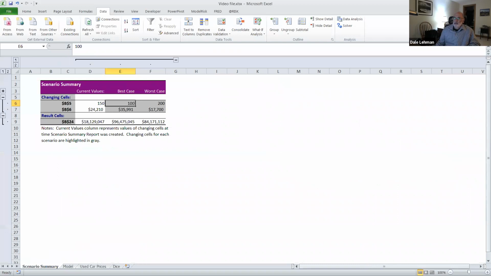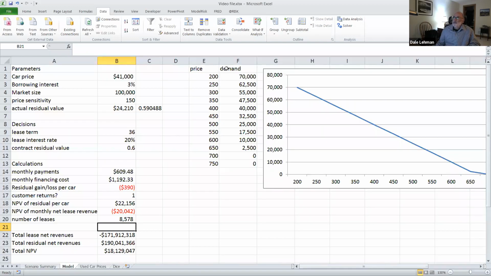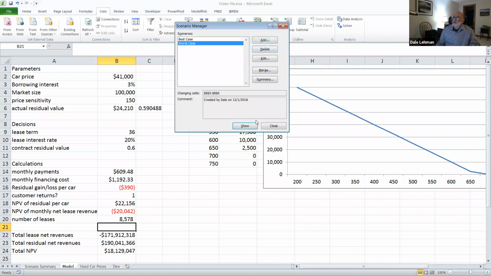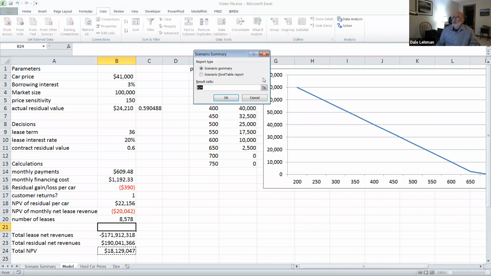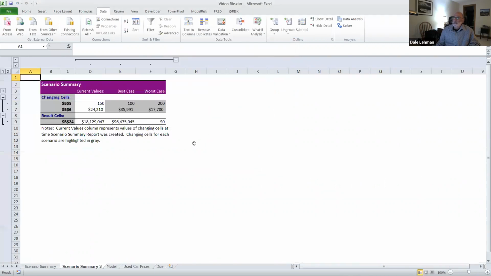And I don't know if this automatically adjusts. I don't think it does, so let's just do this once more. Ah, that was the problem. Worst case comes out with no profit, because in fact, when it's that price sensitive and the actual residual value is this low, you would have to set the monthly payments so high that you would not have any leases. So basically, the worst case is the leasing business disappears.